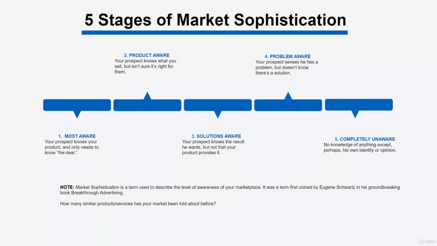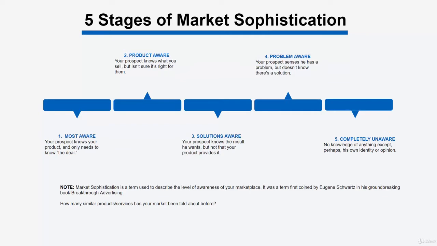So the 5 stages of market sophistication is a term that was used to describe the level of awareness of your marketplace. Now, this is a term that was first coined by Eugene Schwartz in his groundbreaking book, Breakthrough Advertising. So let's take a look at this overview of the 5 stages.